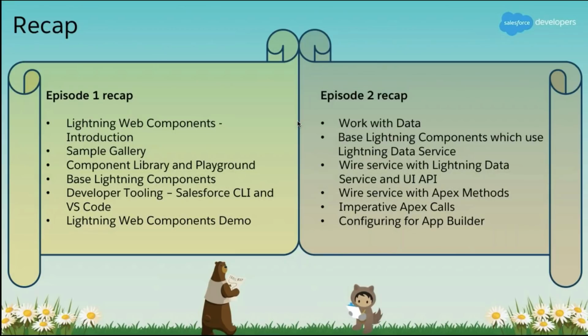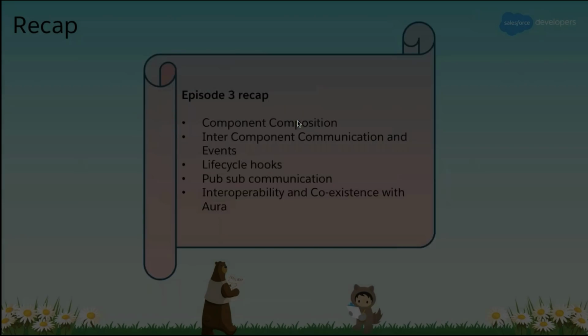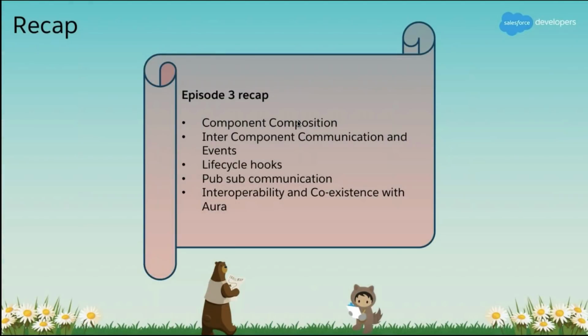with all the design properties that we can give along with the Lightning Web Components. And episode 3 was dedicated to the intercomponent communication, where we started talking about component composition, and how a component can have another component as its child. So we know that a Lightning Web Component can have a Lightning Web Component as a child. Similarly, an Aura Component can also have a Lightning Web Component as a child, but not vice versa. A Lightning Web Component cannot have an Aura Component as a child.